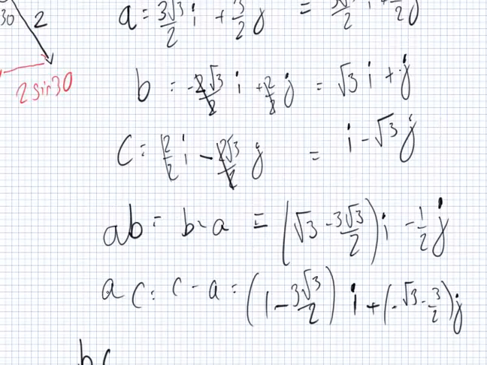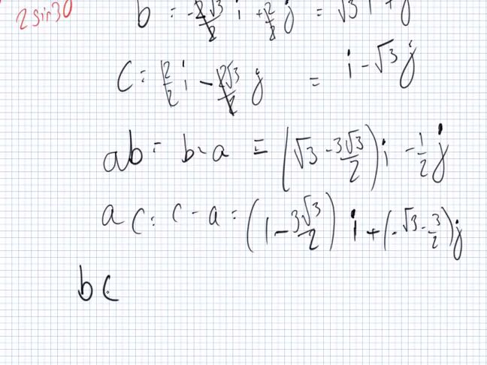So BC, B was root 3 and 1. So it's C minus B, so 1 minus root 3 I plus minus root 3 minus 1 J. Okay, so for BC, do you have it there? It should be 1 minus root 3 I plus minus root 3 minus 1 J.